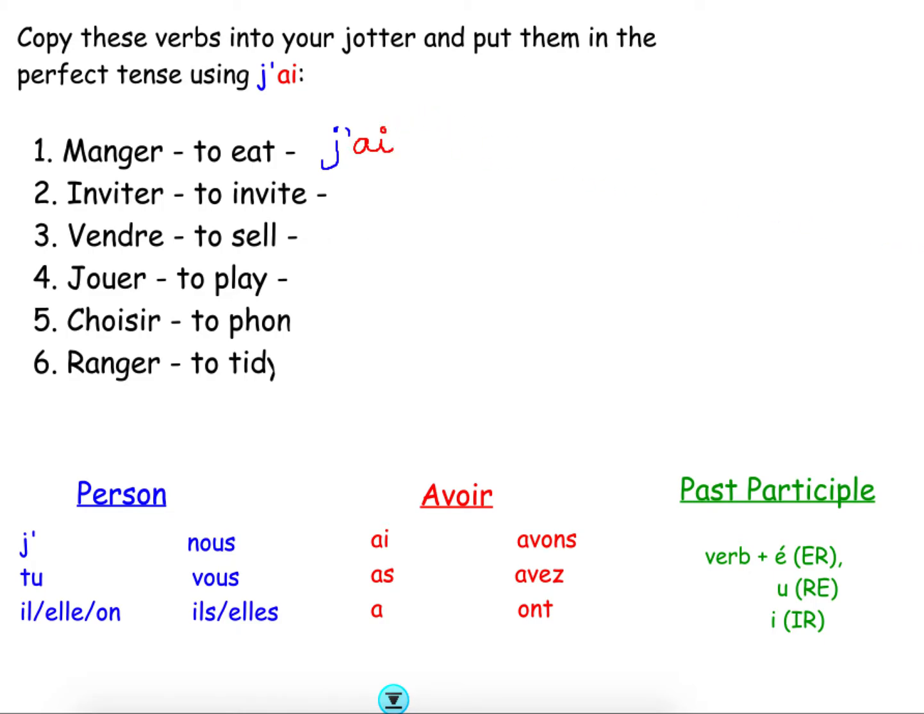The verb to eat is manger. So, we write that down. But remember, we take off the ER. So that leaves us with MANG. We add on the correct past participle. This is an ER verb, so it's the verb plus E acute. So it would be j'ai mangé. Okay? Pause the video now and try the rest of the verbs. Press play when you're ready to check your answers.